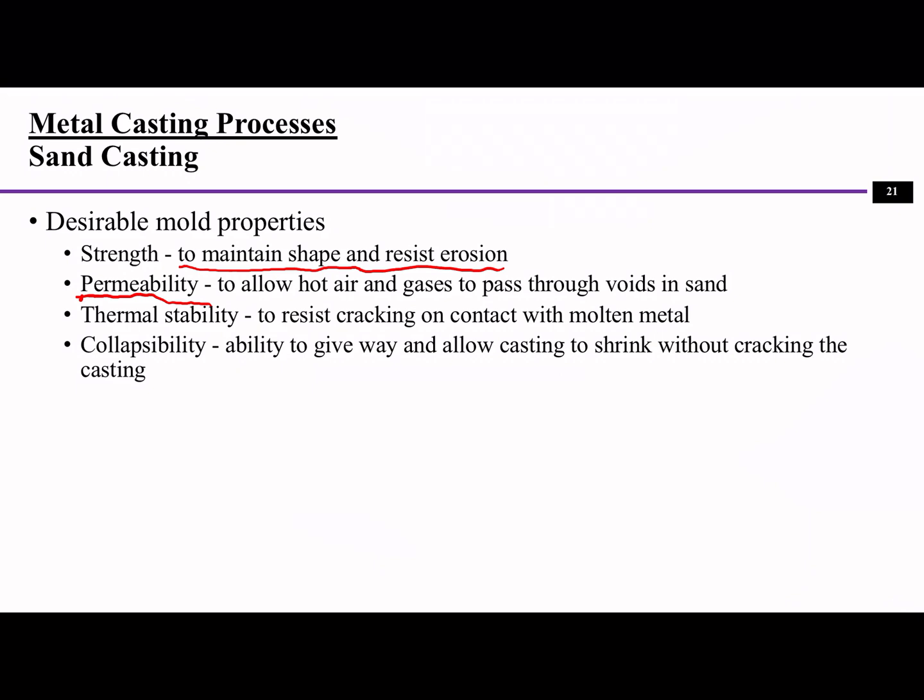Make sure it can resist cracking when contacting the molten metal, and also it can be collapsed, right? So after the part is made, make sure it can give away its shape, and so allow the casting to shrink without cracking the casting.